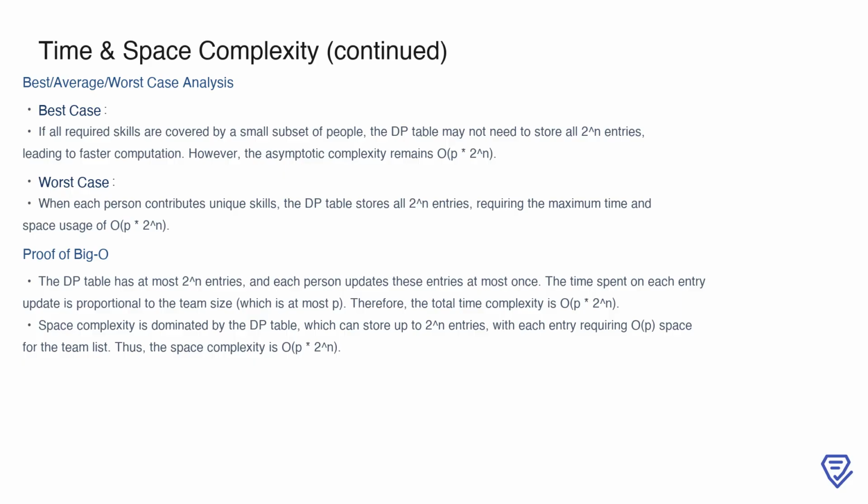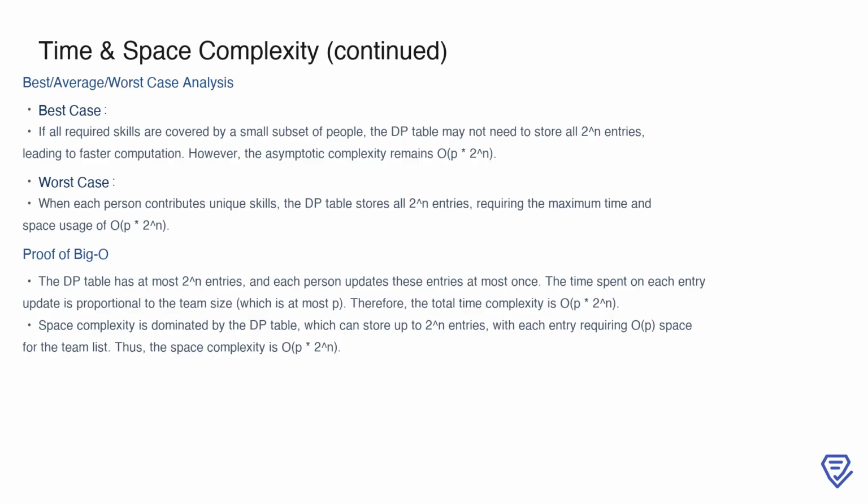To prove this big O complexity, note that the DP table has at most 2^n entries, and each person updates these entries at most once. The time spent on each update is proportional to the team size, which is at most p, leading to O(p*2^n).